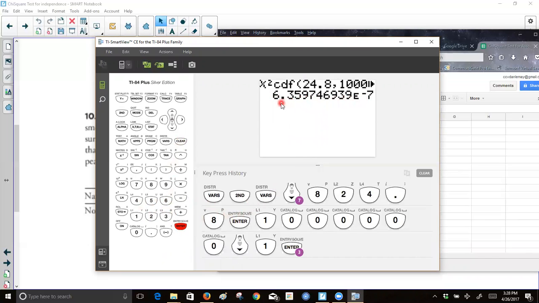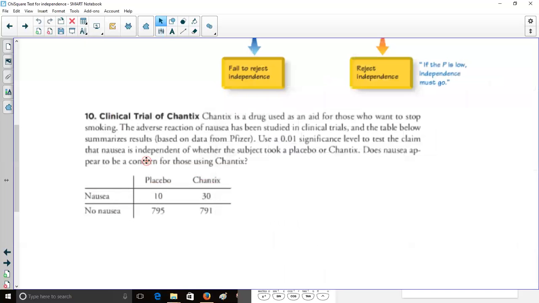That is essentially 0, right? 6.4 times 10 to the negative 7. Very small p-value. That means we're going to reject H0. Looks like there is an association between whether or not somebody took Chantix and experienced nausea. So there's something going on here. We can't really say yet whether the Chantix people had more nausea than the people who took the placebo. It looks it, but we would have to do some other tests to see which is the bigger difference. Okay, so that's a chi-square test for that data.